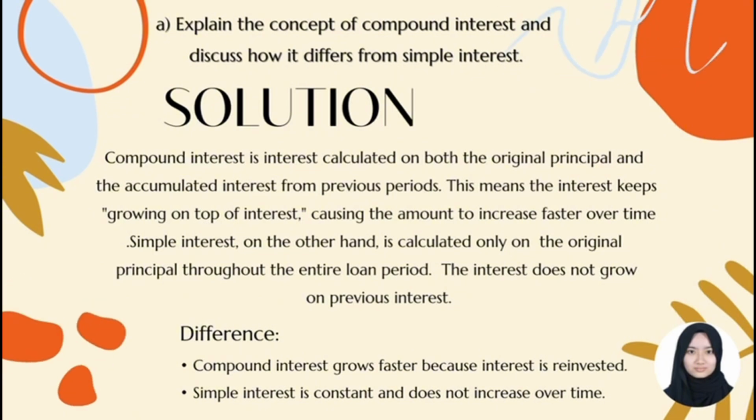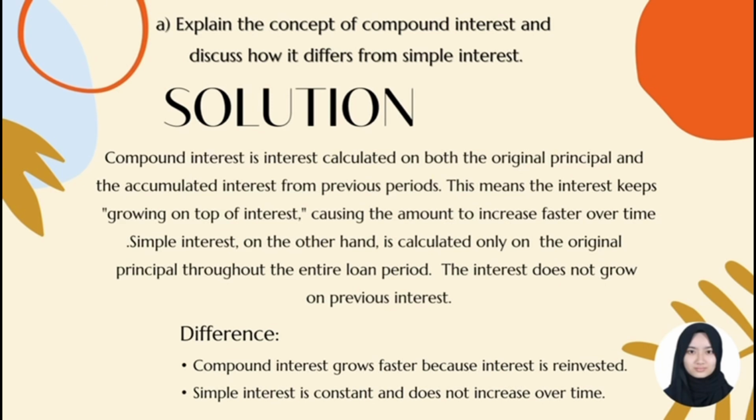Question 1. Explain the concept of compound interest and discuss how it differs from simple interest. Compound interest is interest calculated on both the original principal and the accumulated interest from previous periods. This means the interest keeps growing on top of interest, causing the amount to increase faster over time. Simple interest, on the other hand, is calculated only on the original principal throughout the entire loan period. The interest does not grow on the previous interest.